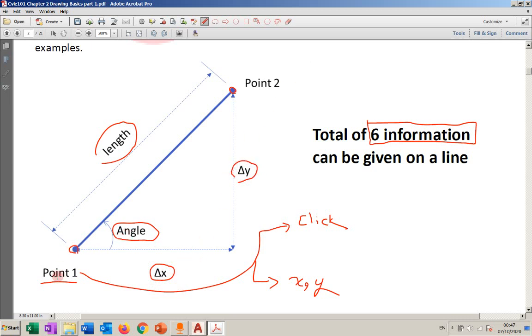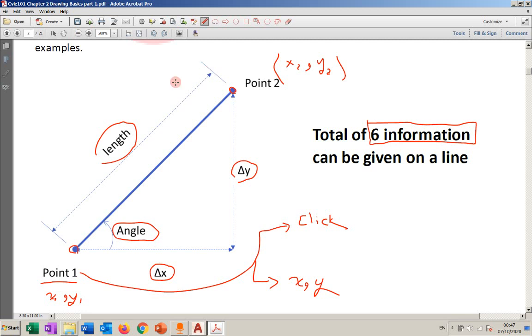I mean, let's say this is x1, y1, and this is x2, y2. Those are coordinates. We say a point is a coordinate. So the difference x2 minus x1 is delta x. The difference y2 minus y1 is delta y. Sometimes those will be given to us.